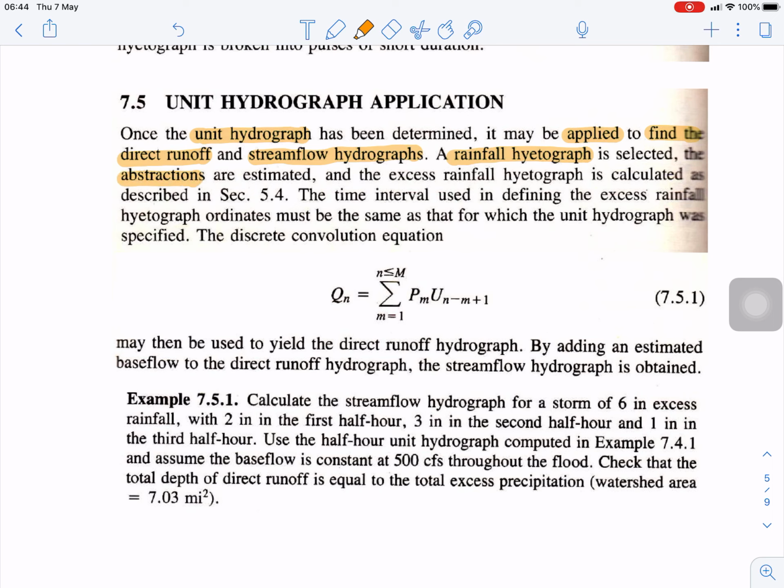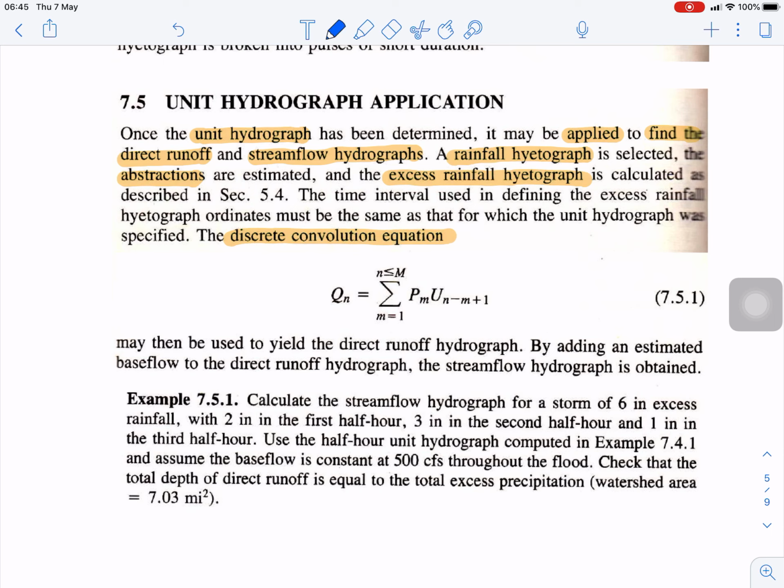the infiltration or loss from this rainfall to get the excess rainfall hydrograph. From the previous lecture, we can use the excess rainfall hydrograph combined with the unit hydrograph to find the stream flow hydrograph. Okay, we use the discrete convolution equation.